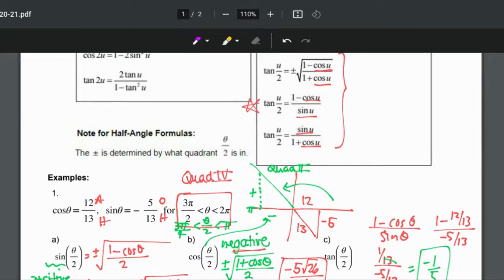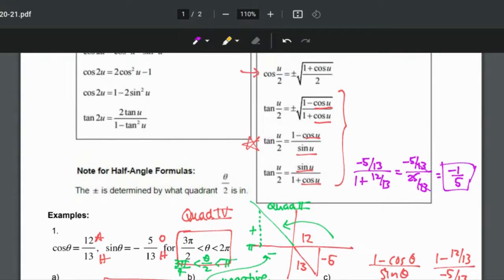If you want, you can verify that we would have received the same answer had we used any of the other formulas. So if you substitute in the given information, we would get negative 5 over 13 over 25 over 13, and you would cancel out the 13s, and you'd get negative 5 over 25, which is, in fact, negative 1/5.